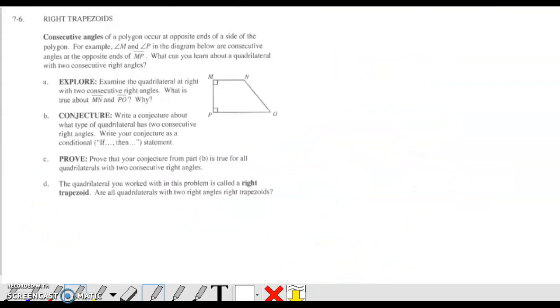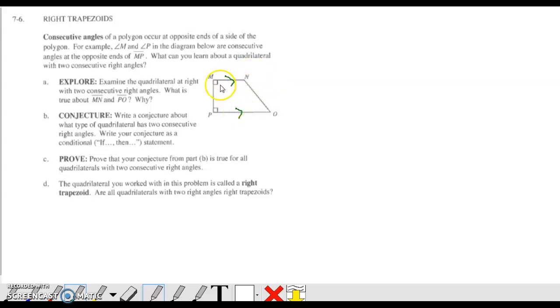All right, so what about a right trapezoid? Consecutive angles occur at opposite ends of the side of a polygon, which means that M and P are consecutive angles. M and N are consecutive angles. P and O are consecutive angles. So examine the quadrilateral at the right. What is true about MN and PO? What do you notice about these line segments MN and PO? Hopefully you paused the video and thought about it. If you didn't, which is fine, we should have said that these are parallel to each other.